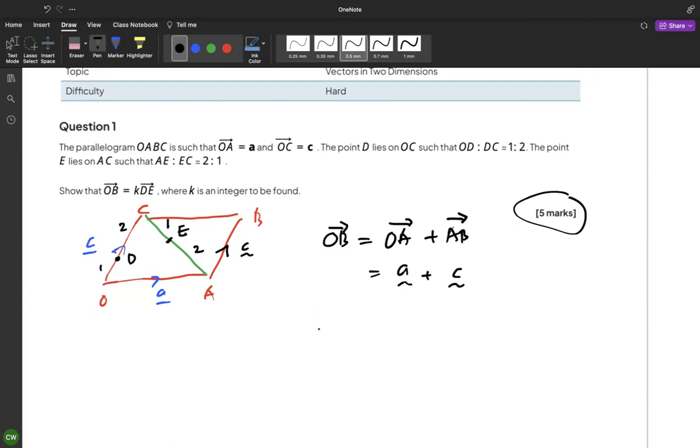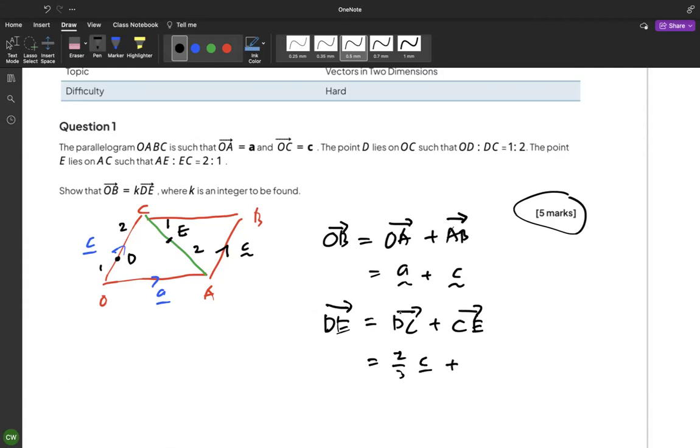What is DE? D to E, because here there's a DE. What is D to E? D to E will be DC plus CE. What is DC? DC is, oh, this one, DC same direction with C, right? Is it 2/3 C? This one 2 parts, 2 parts out of 3 parts of C.